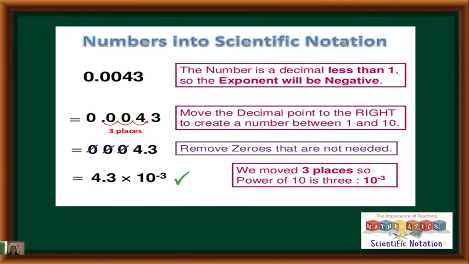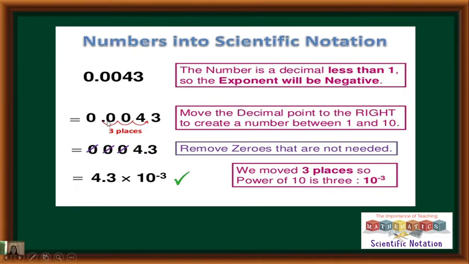Another one. How about if we have this? How are we going to read this very small number? Okay, so we have the decimal numbers. We have 43 10,000s. The number is a decimal less than 1. That's why it is called small number. So the exponent will be negative. The exponent of our base 10 should be negative.